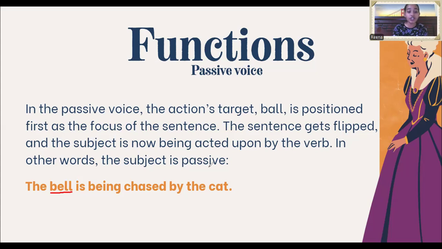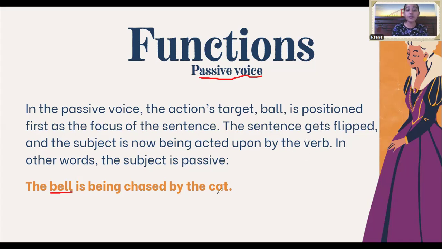So when you position the cat at the end of the sentence, the bell in the starting of the sentence, it turns into passive voice, right? So yes. So this is quite easy. So the sentence is flipped and the subject is now acted upon by the verb. In other words, the subject is passive.